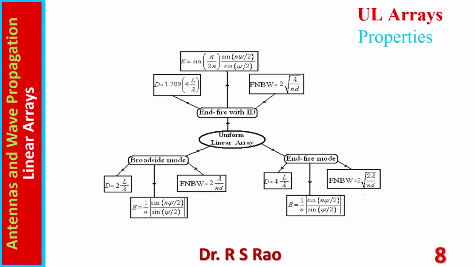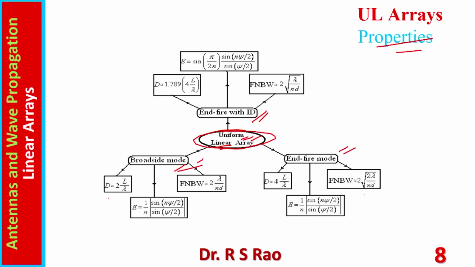Here are shown properties of uniform linear arrays at one place so that one can understand them easily. Uniform linear array. Array means a group of antennas being operated as a single unit. Linear, when they are placed over a line, then the array becomes a linear array. Uniform means the individual elements of the array are placed over a straight line and fed with currents of the same amplitude. Phases of the currents may change. So end fire with ID mode is there, broadside mode is there, end fire mode is there.